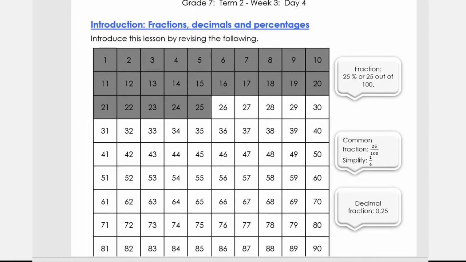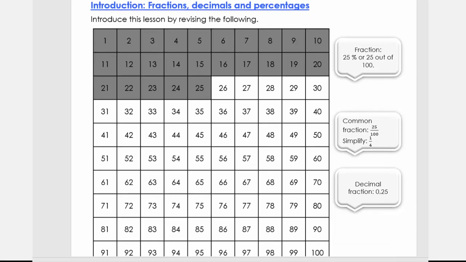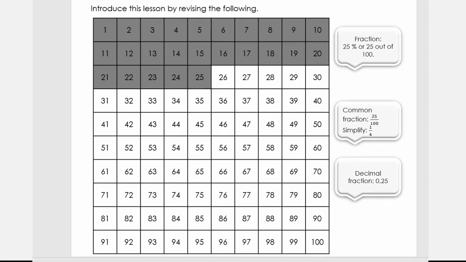So today we're going to look at fractions, decimals, and percentages. And I'm going to use the 1 to 100 board to explain this. What this board represents is one whole. Here I colored in 25 squares. So it's 25 out of 100. So it's 25 hundredths that is colored in. We can write it as a common fraction, 25 hundredths, or when we simplify it, it's 1/4.